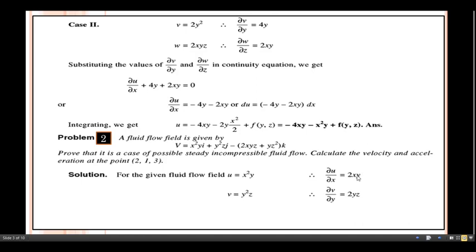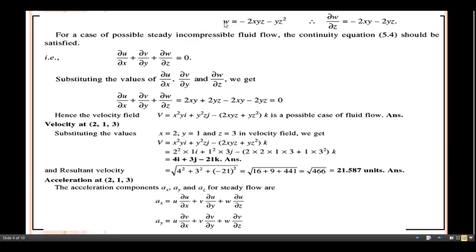2xy into 2x into y will occur here. What about the next one? ∂v/∂y equals, so what about this one? 2yz will occur here. If you differentiate this term with respect to y, what do you get here? 2y into z. Similarly, you should differentiate this one with respect to z.